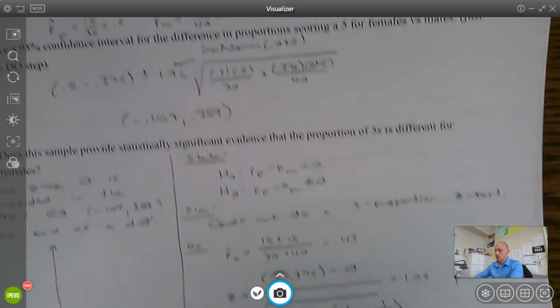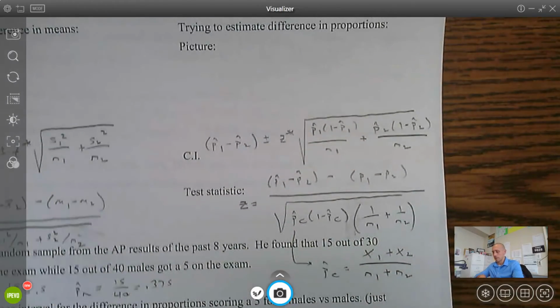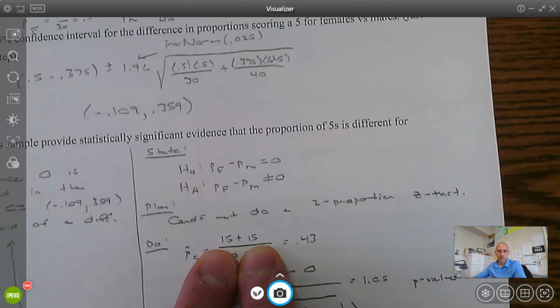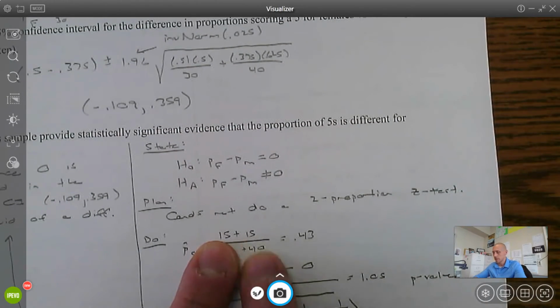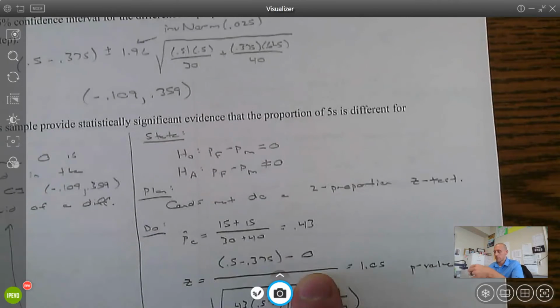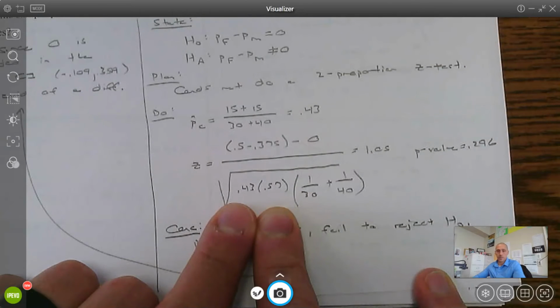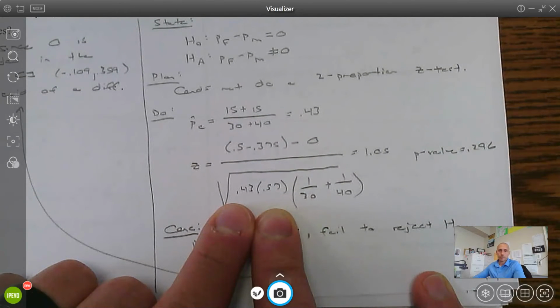So here I get into how to do that combined piece for this formula. You take the number of successes in each group, so 15 males and 15 females, divided by the sample size, 30 females, 40 males, and calculate that, 43%. So overall, 43% of the sample received a 5. And that's going to be what I'm going to use in my denominator for this combined estimate.